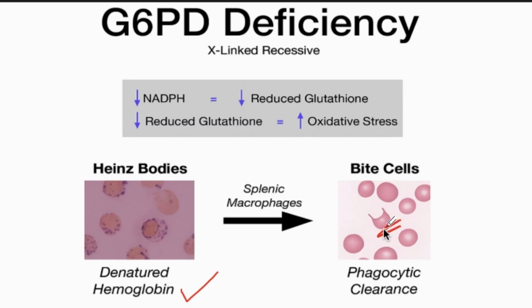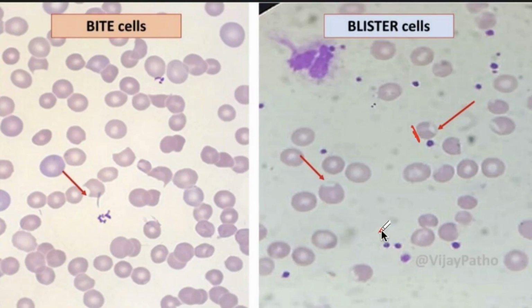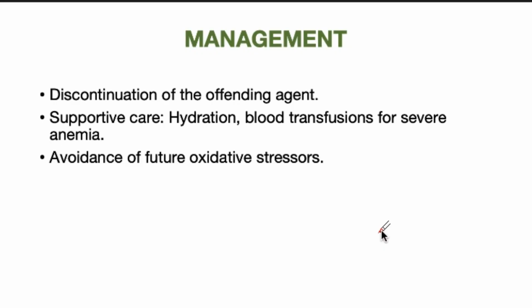In the management of G6PD associated hemolytic crisis, the first thing is to discontinue the offending agent. You give supportive care by hydration, you transfuse blood in context of severe anemia, and then you avoid future oxidative stresses.